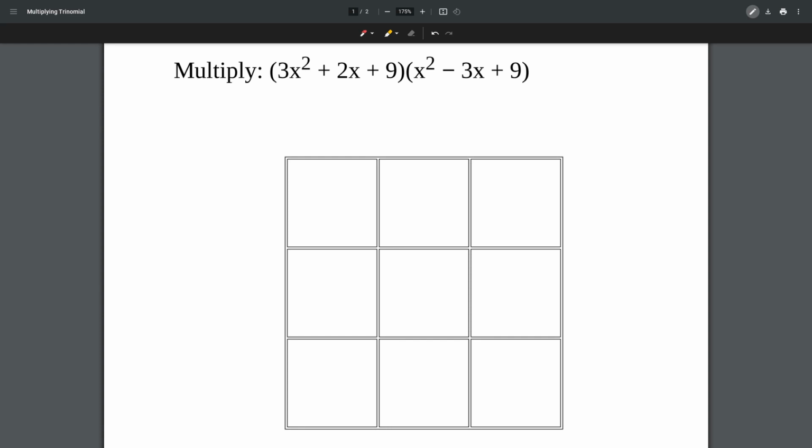Hi, Timothy Unkert here. In this video, we're going to multiply 3x squared plus 2x plus 9 by x squared minus 3x plus 9. And for convenience, I've already created this table here. We're going to use it to help us multiply.